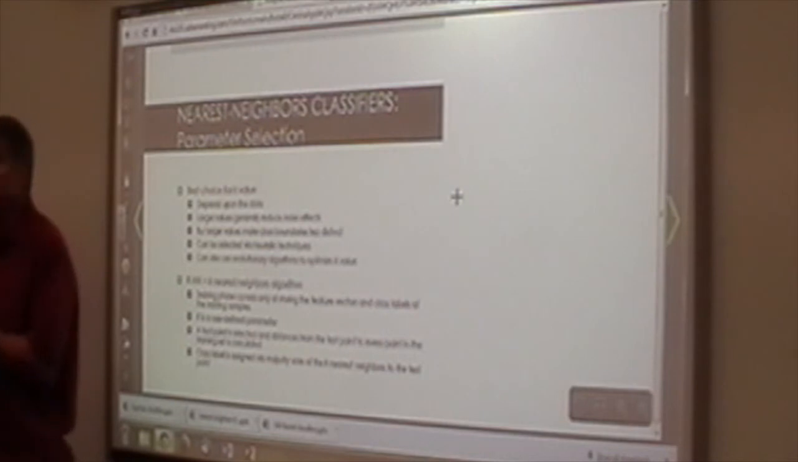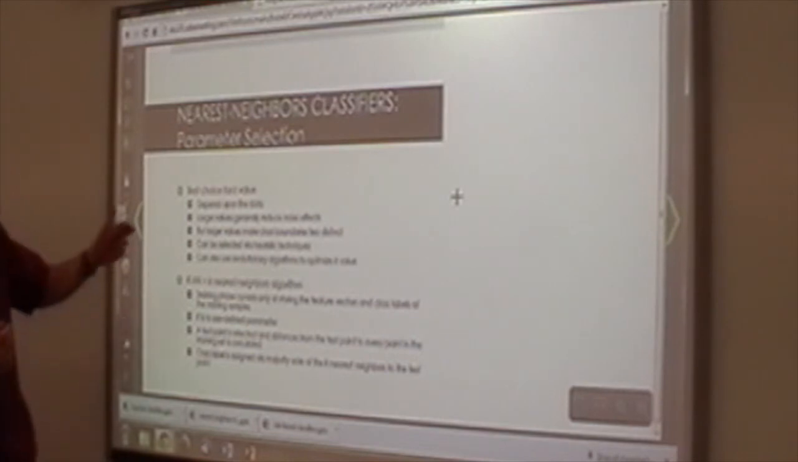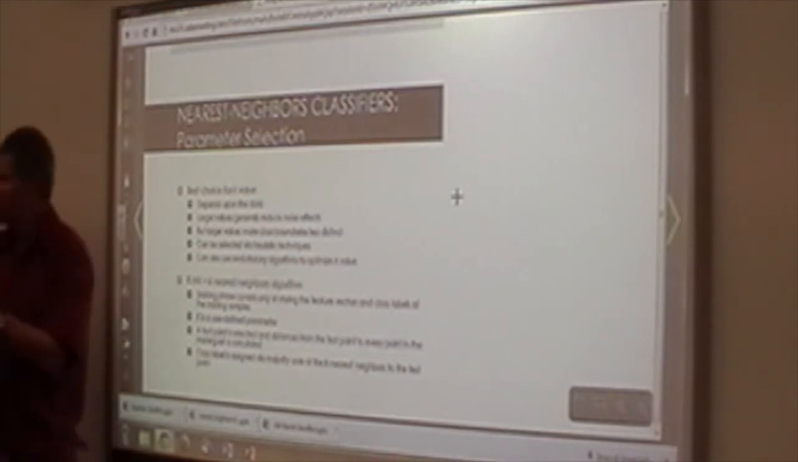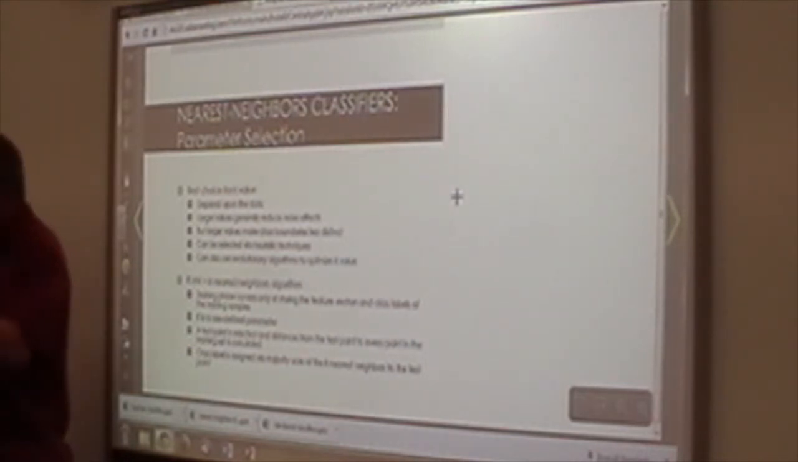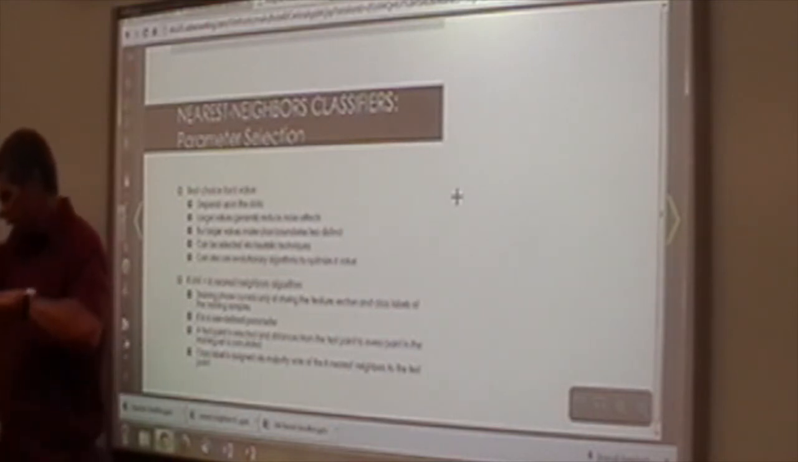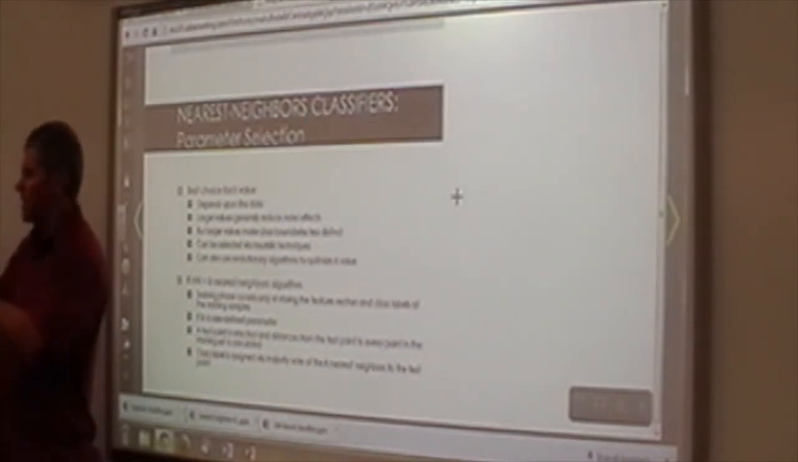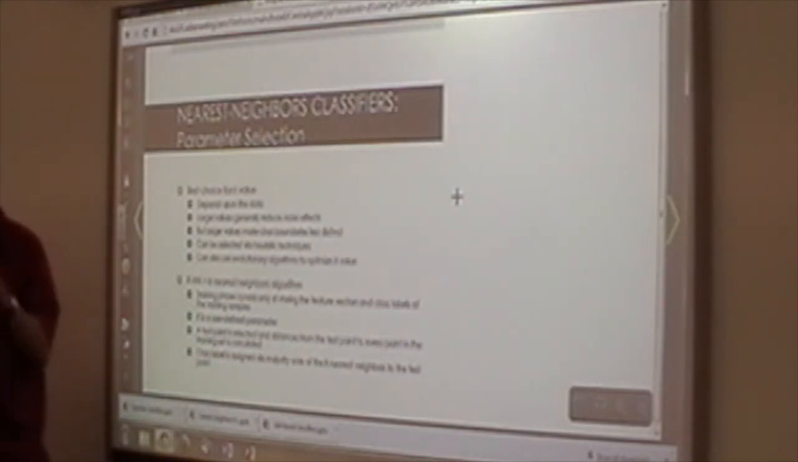K is a parameter. It's a user adjustable value. And so for parameter selection, the best choice for the K value is going to depend upon the data you're working with. Typically, larger values can reduce noise artifacts and smooth out the data so it's less noisy. But it tends to make your class boundaries between your yes and no's, good and bad's, more fuzzy, less distinct. So again, there are always trade-offs here.